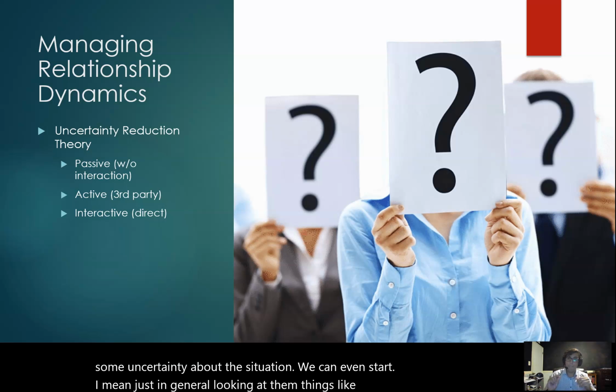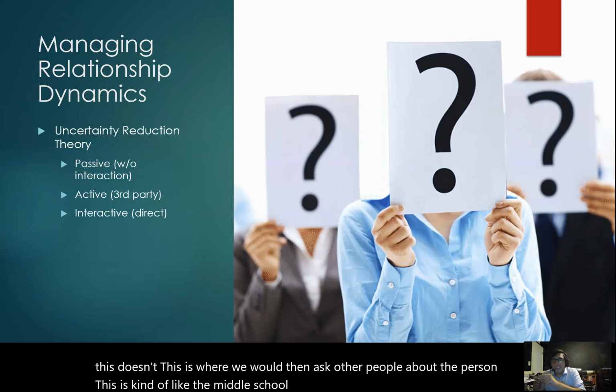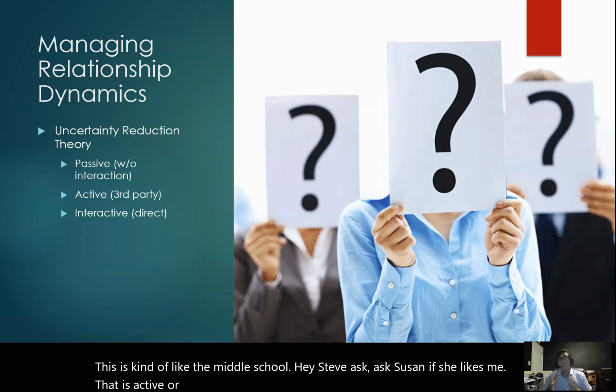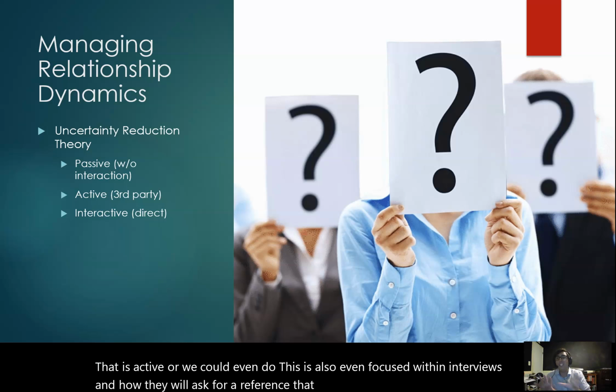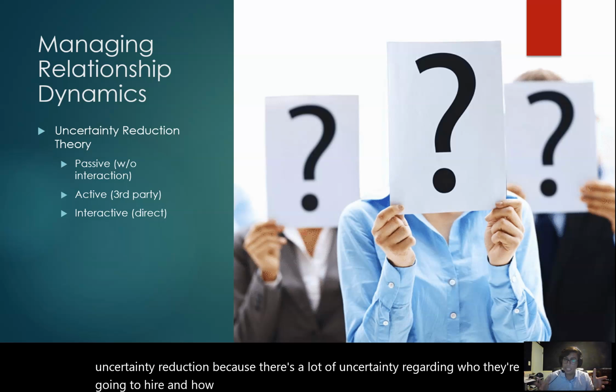Then we have active, and this is where we would ask other people about the person. This is kind of like the middle school, hey Steve, ask Susan if she likes me. That is active. This is also focused within interviews, where they will ask for a reference so that they can engage in active uncertainty reduction, because there's a lot of uncertainty regarding who they are going to hire and how you're going to fit within that organization.